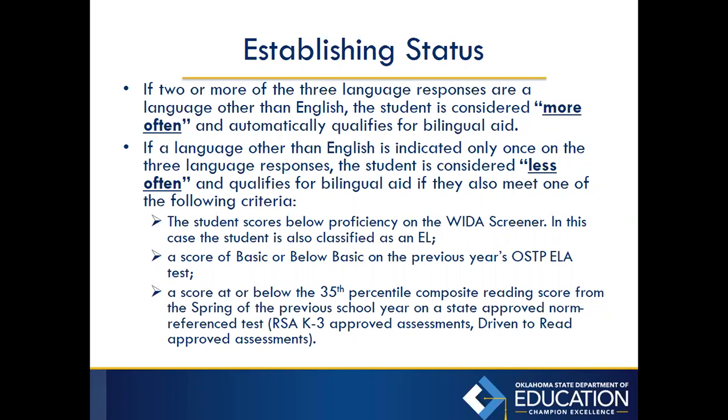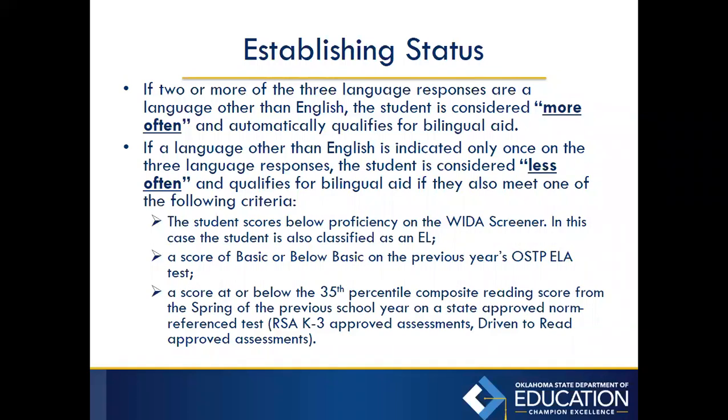If a language other than English is indicated only once on the 3 language responses, the student is considered less often and qualifies for bilingual aid if they also meet one of these criteria. So if you have just one language that's other than English and the student scores below proficiency on the WIDA screener test, in this case, the student is considered bilingual and also EL. We'll get into that in a minute.